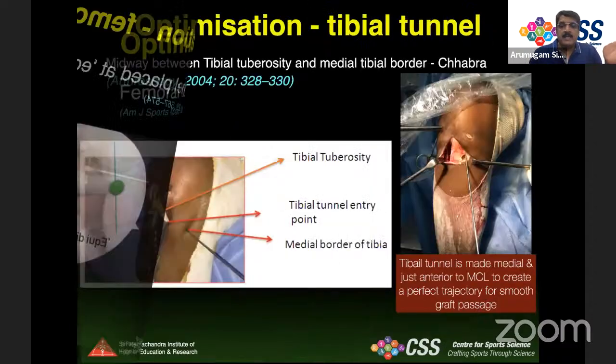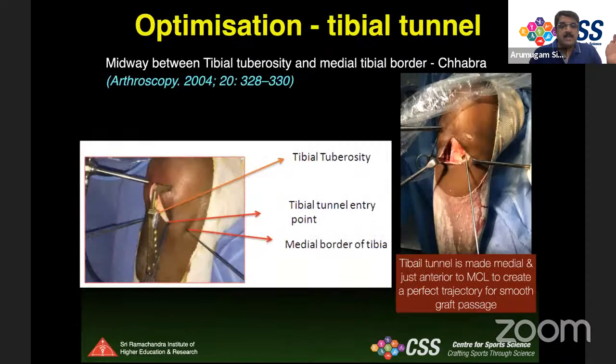But the transtibial technique is more like a marriage. If you have the wrong tibial tunnel entry point, your femoral tunnel will be at the wrong point. When we started about 20 years ago, the tibial tunnel entry point was close to the tibial tuberosity. As now described by Chhabra, the tibial tunnel entry point is midway between the tibial tuberosity and the medial border of the tibia, so almost close to the MCL. This is a good trajectory for not only getting the anatomical femoral tunnel, but also for easy passage of the graft.